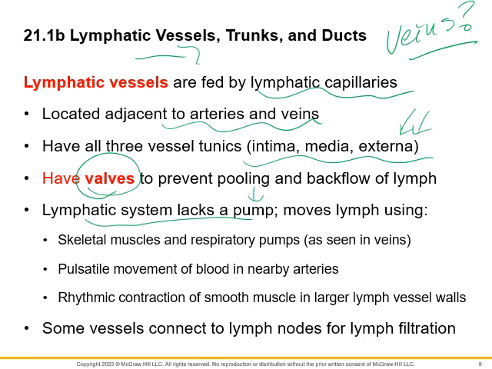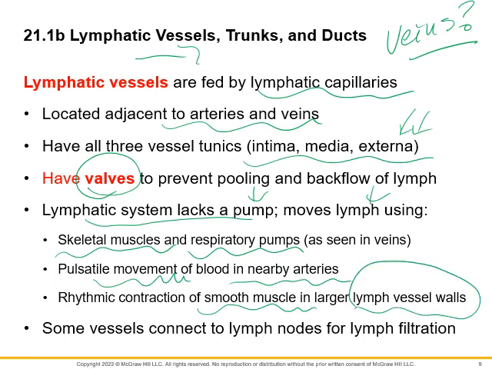Lymphatic system acts as a pump and moves lymph. What helps move lymph? Skeletal muscle, respiratory pump, pulsating movement by arteries nearby, and smooth muscle contraction of larger lymphatic vessels. So this should remind you a lot of veins.